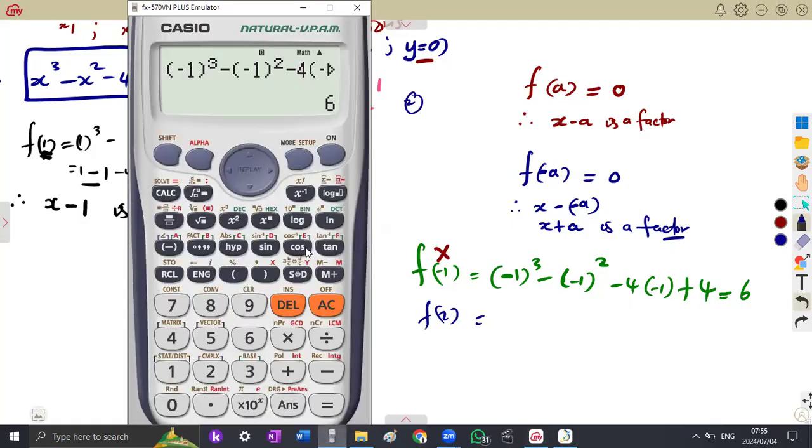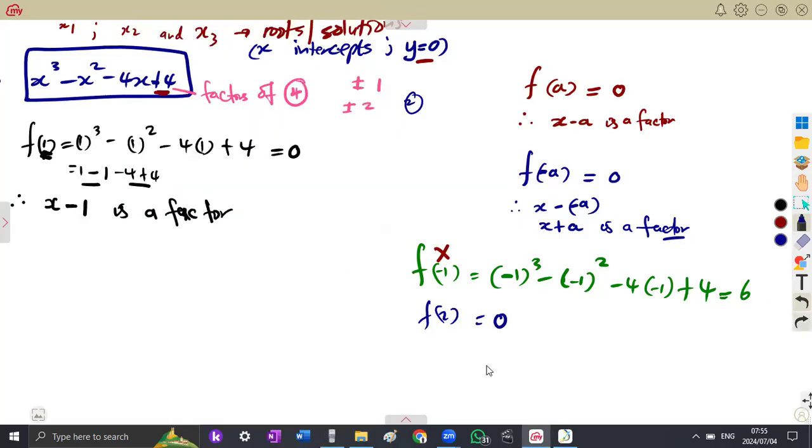So f of 2, in place of x you're just going to substitute a 2. That's a 2 here, another 2 here, and a 2 here. So as you can see, f of 2 is giving us a 0. F of 2 is equal to 0. So what does it mean? Just like the previous case, if f of a is equal to 0, then x minus the number is a factor. So you could have worked with this number as your factor.